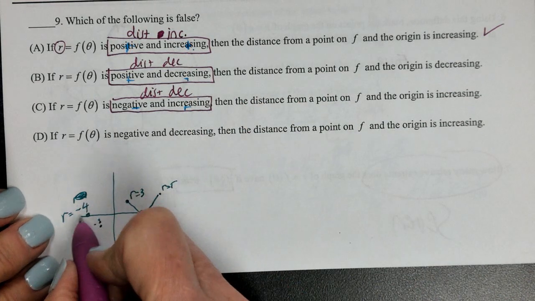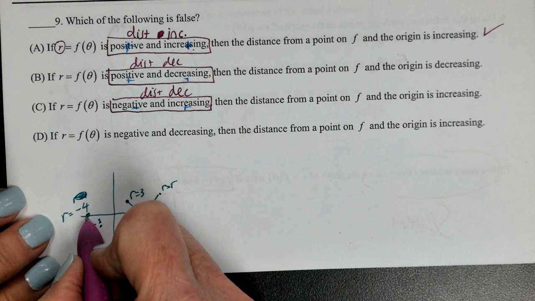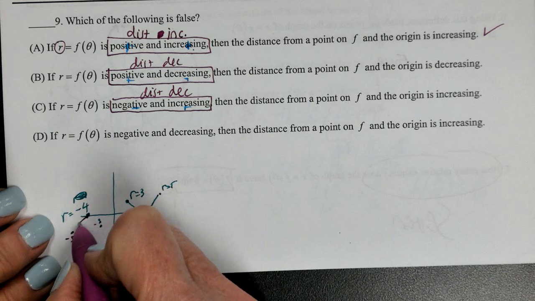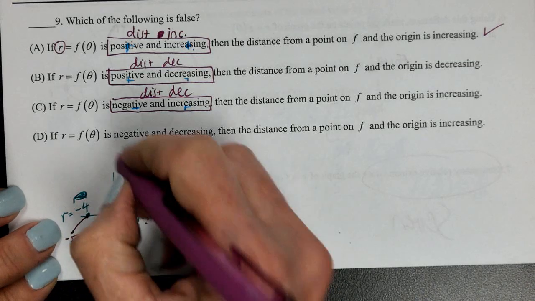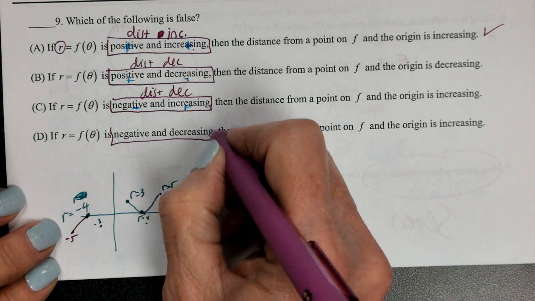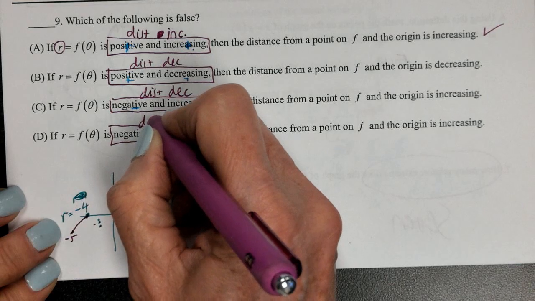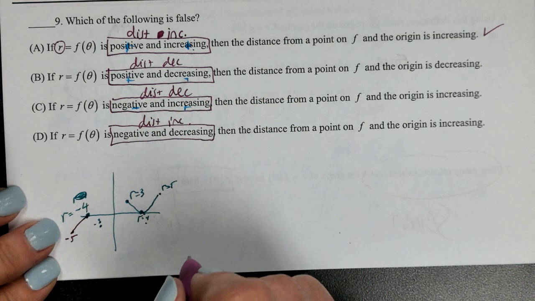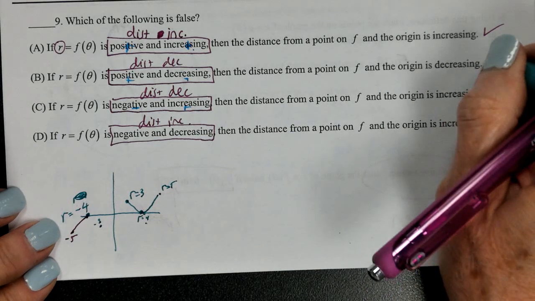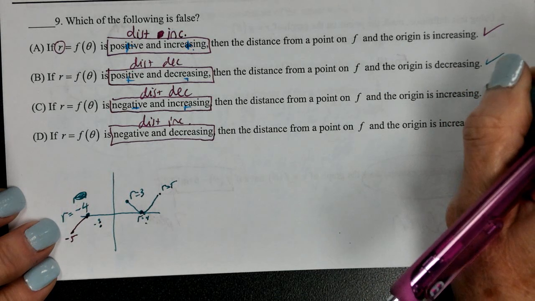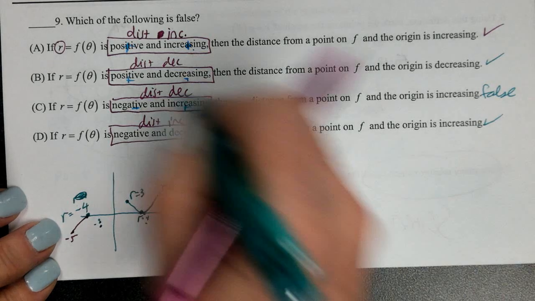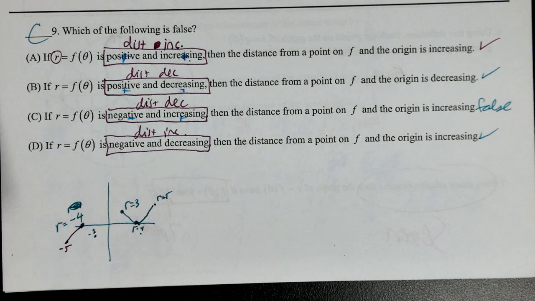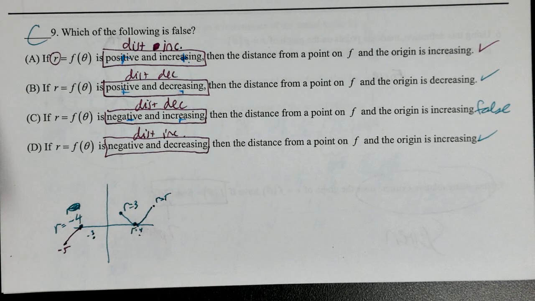What if r is negative and decreasing? It would go to negative 5 rather than negative 3. That distance is back to increasing, right? Negative and decreasing, the distance would be increasing. Okay? So what is the one that's not true? That's true. That's true. This one is false. So that answer would be C. Okay. This topic was rates of change of polar functions.